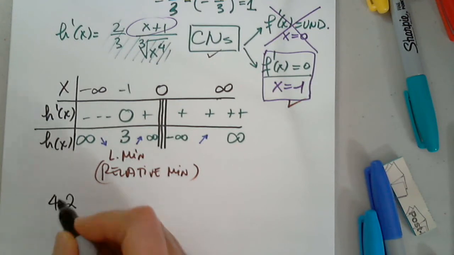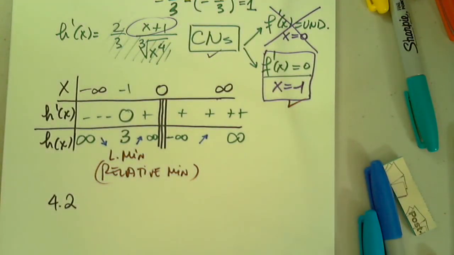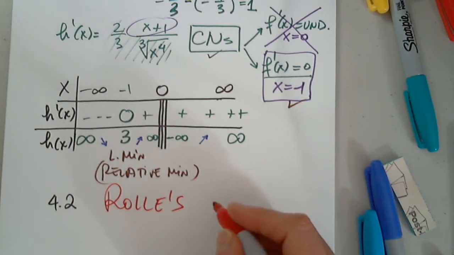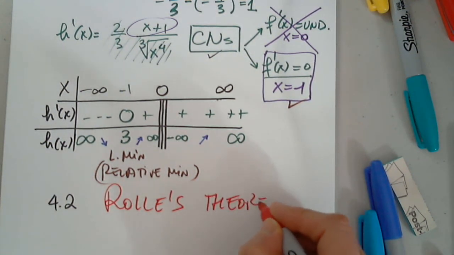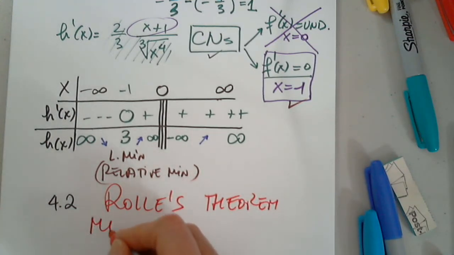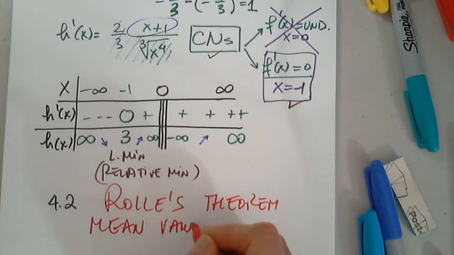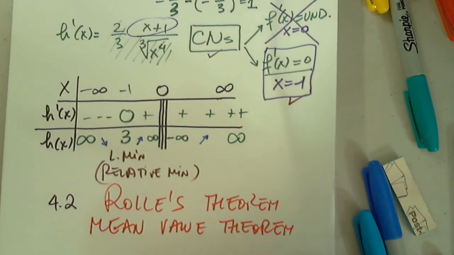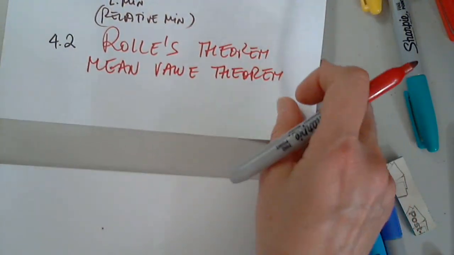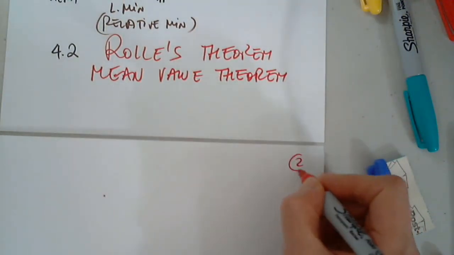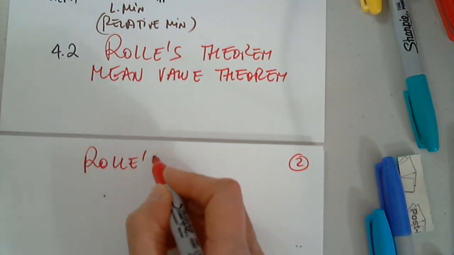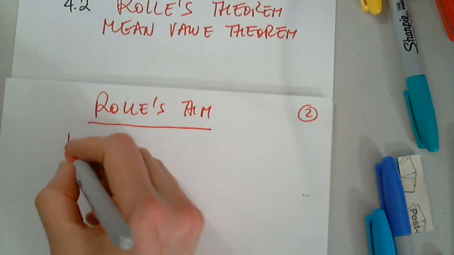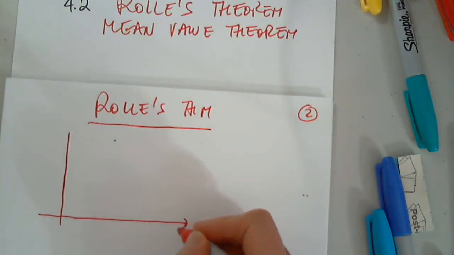Okay, let's look at 4.2. We're going to look at 2 theorems. One is called Rolle's theorem, and the other one, the mean value theorem. So let's start with Rolle's theorem. So let's look at the following situation. And this all comes from what we discussed so far.